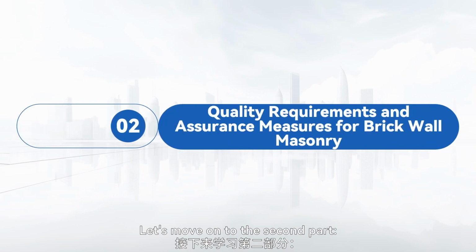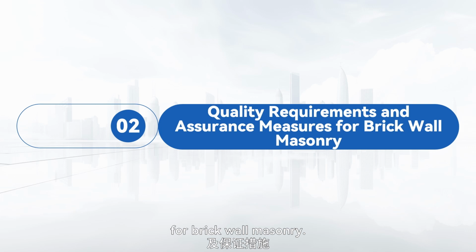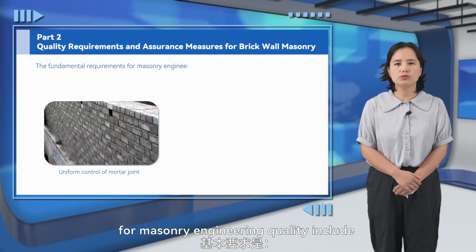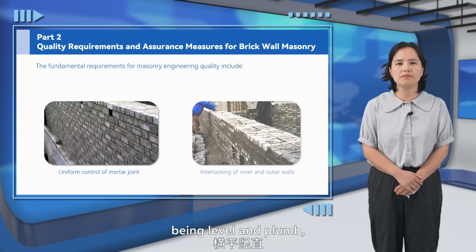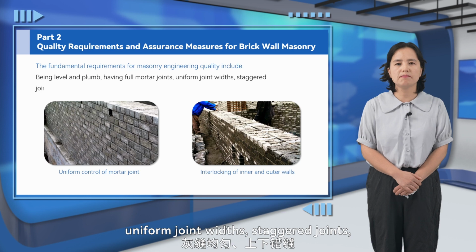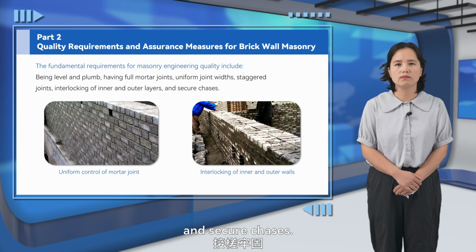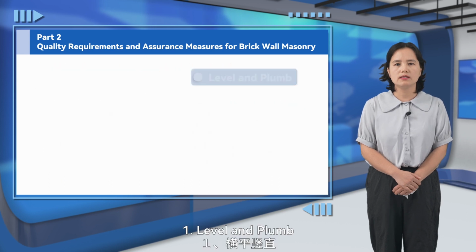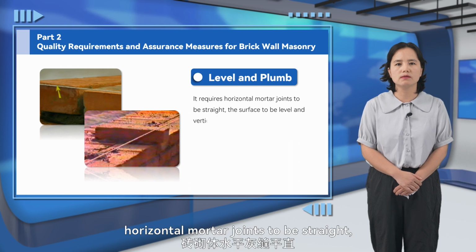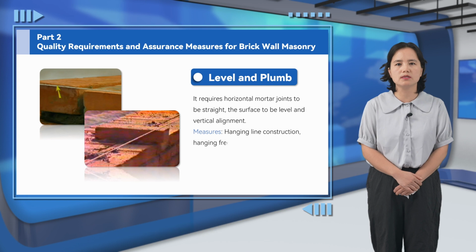Let's move on to the second part, quality requirements and assurance measures for brick wall masonry. The fundamental requirements for masonry engineering quality include being level and plumb, having full mortar joints, uniform joint widths, staggered joints, interlocking of inner and outer layers, and secure chases. 1. Level and plumb. It requires horizontal mortar joints to be straight, the surface to be level and vertical alignment.